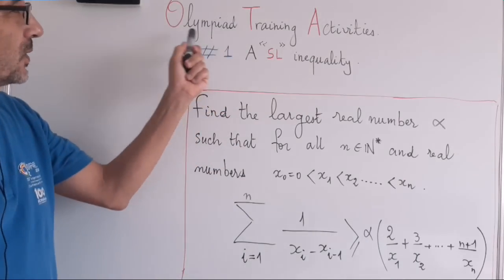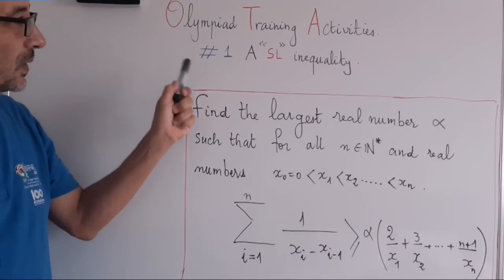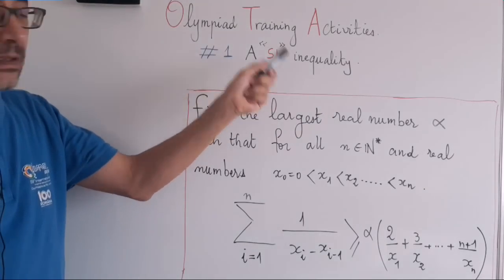Welcome everybody to this series of Olympiad training activities. This first sequence will be about a shortlisted inequality.